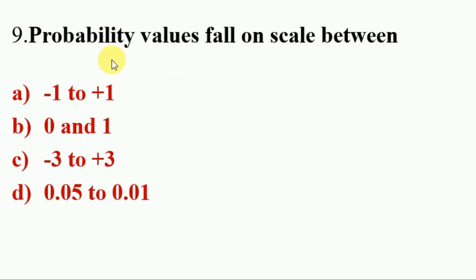Next question. Probability values fall on scale between, options: A. -1 to +1, B. 0 and 1, C. -3 to +3, D. 0.05 to 0.01. Answer is B, 0 and 1. Probability values fall on scale between 0 and 1.